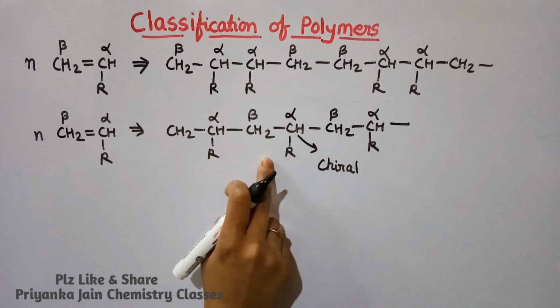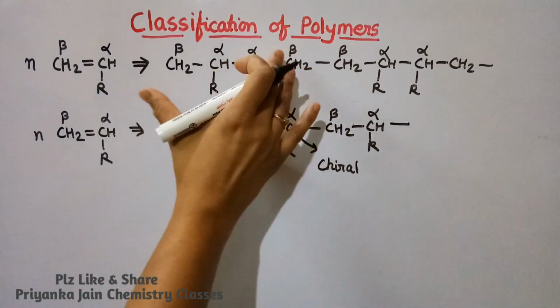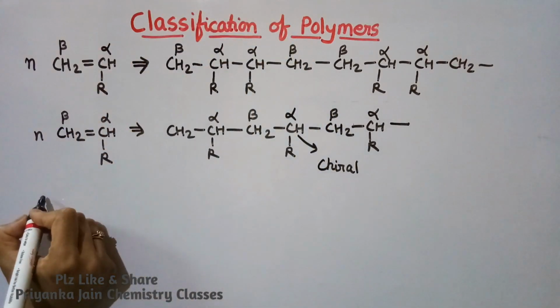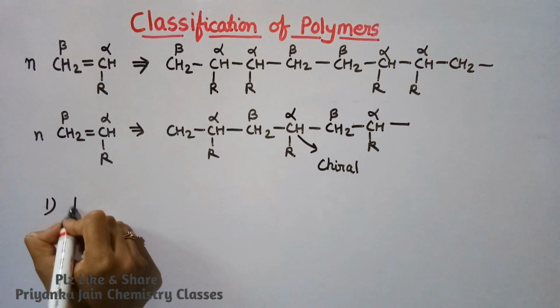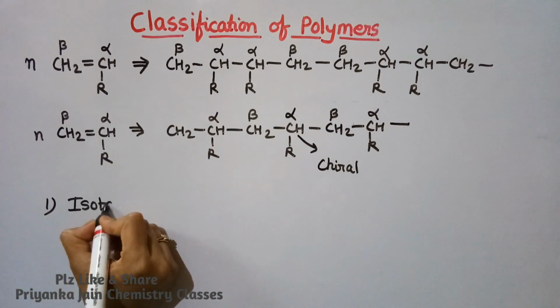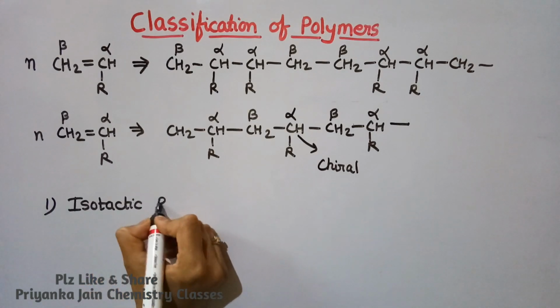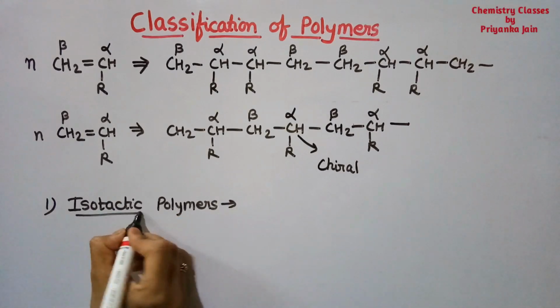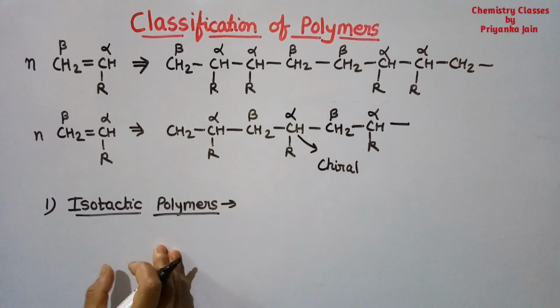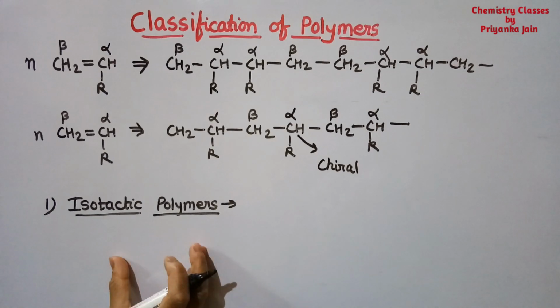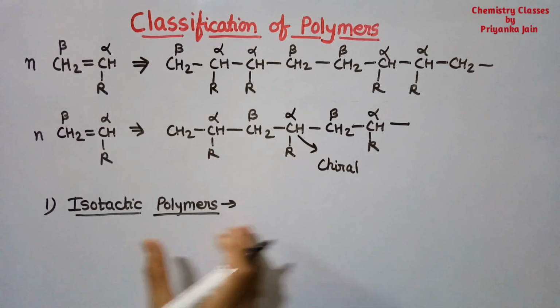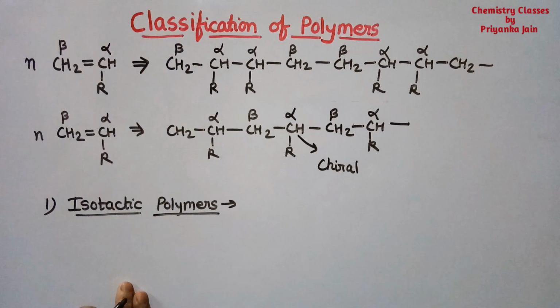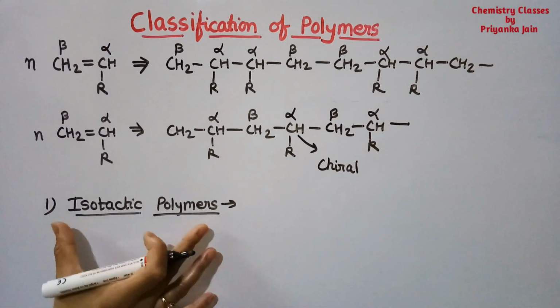On the basis of their arrangements, the polymers can be classified into three different types. The first type is the isotactic polymers. What are the isotactic polymers? It means when all the asymmetrical carbon atoms have the same configuration with respect to each other. Either all of them have the D configuration or all of them have the L configuration. Such polymers are called isotactic polymers.